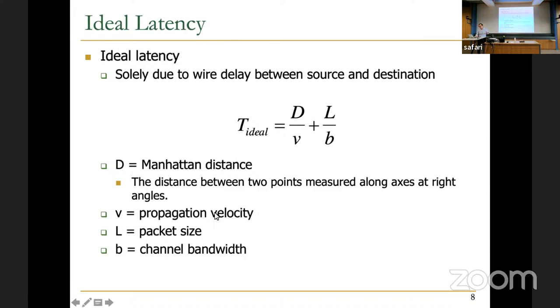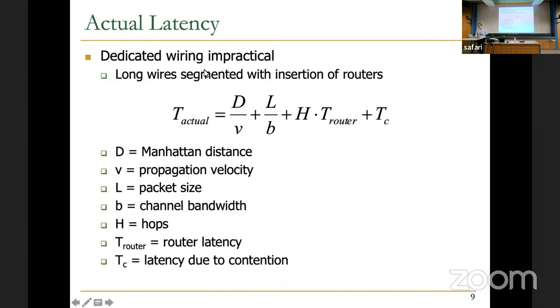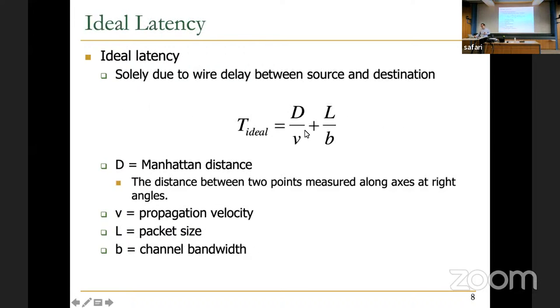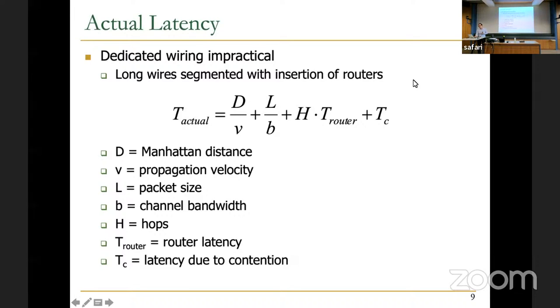Okay, and then there's some fundamental propagation velocity and then packet size and the channel bandwidth. You can look at these. But of course, clearly, dedicated wiring is impractical, and you add some routers. Once you add some routers, you have some router latency, clearly. And then there's some latency due to contention, which is not expressed much over here. So there's additional router latency times the number of hops. And then there's some additional latency due to contention that may happen in any of those routers. So basically, your actual latency increases significantly. It's not the ideal latency, clearly. But if contention doesn't happen, this is the zero load latency, if you will, with some assumptions, of course.